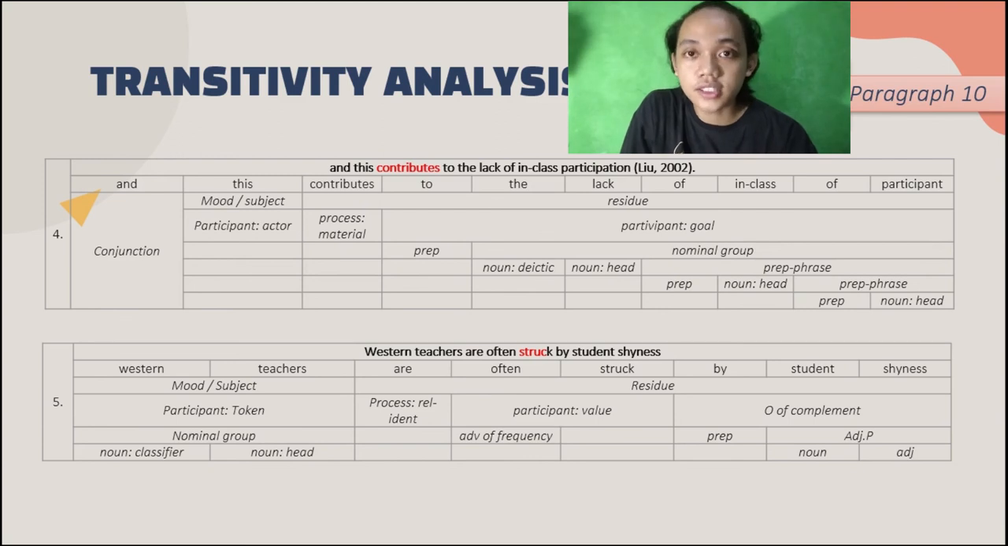Are is process, relational, and often struck by students' shyness is residue. Often struck is participant, value, and by students' shyness is object of complement. And often is adverb of frequency, by is preposition, and students' shyness is a prepositional phrase. Student is noun, and shyness is adjective.